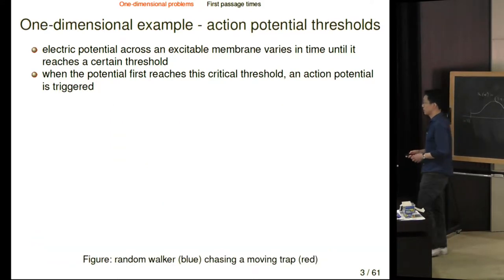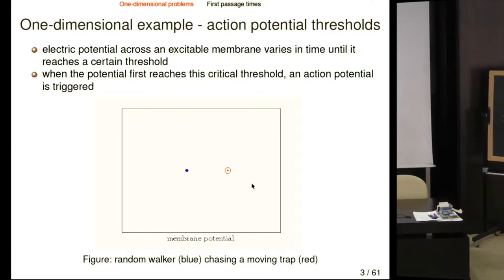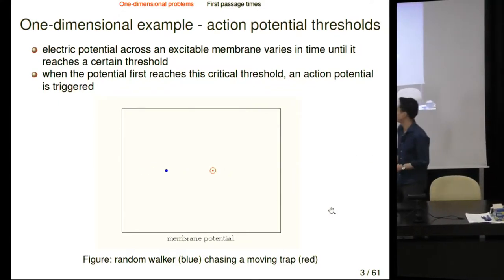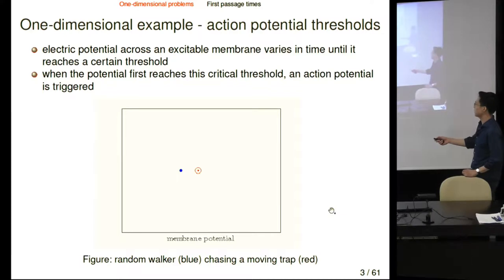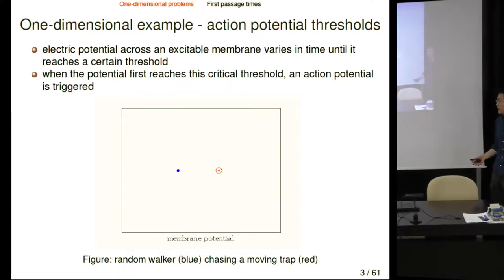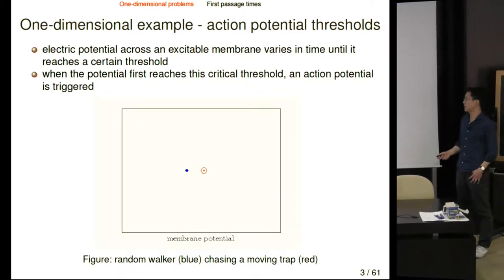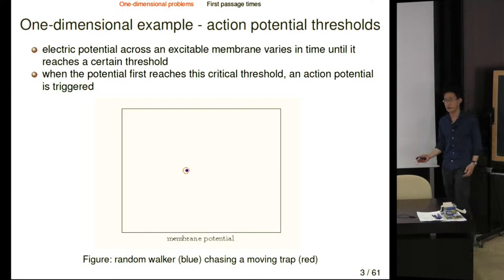So what it looks like essentially is something that's chasing a moving target. Here is random motion, a random walker, but I'm going to focus more on the case with deterministic motion. And the question is, how does this motion affect the first passage time?